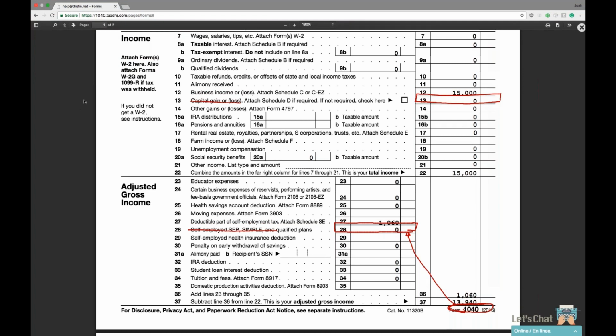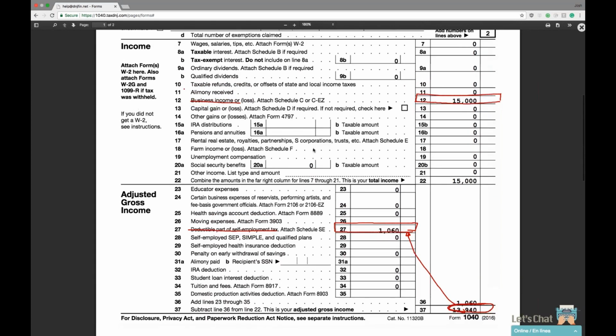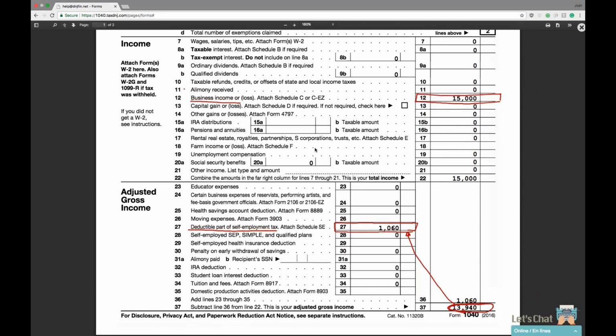You get that adjustment because you are self-employed. The IRS is not going to charge you income taxes on all of the income. It's going to charge taxes only on a portion of the income, right? And that's why you're making that adjustment there of 1,060.